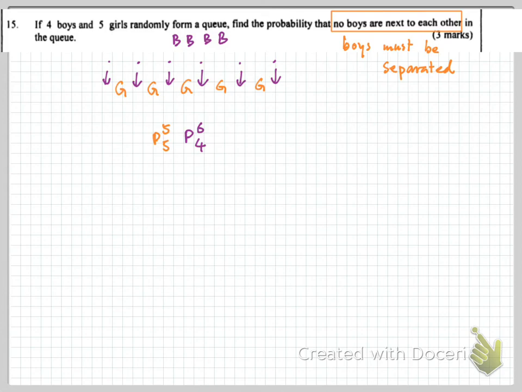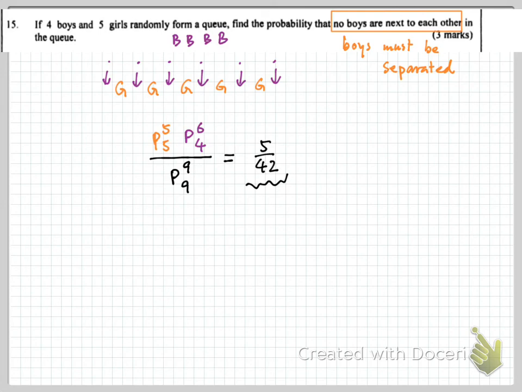Out of a total, what is the total? The denominator will be 9 persons lined up, regardless of whether they are boy or girl. Totally, there will be 9P9. 9 persons line up, 5 plus 4, 9 persons. So there are so many ways to do that. So this is it: 5P5 times 6P4 divided by 9P9. If you do it on the calculator, the answer is 5/42. That would be much easier if you do it with the nPr nCr approach.